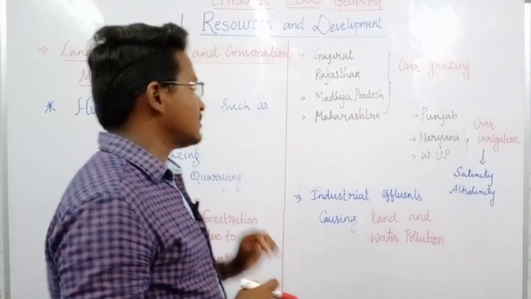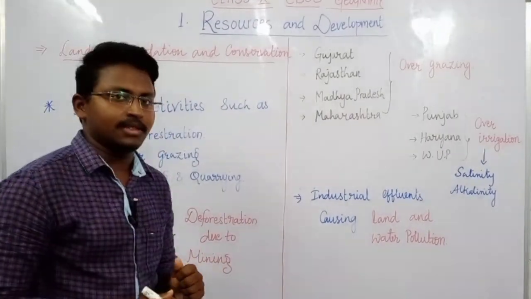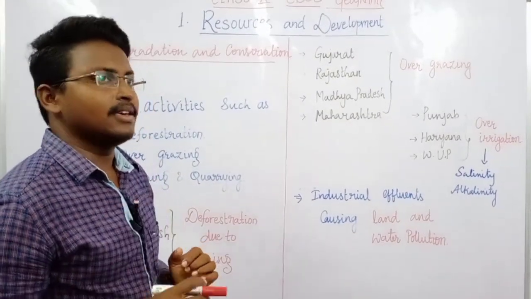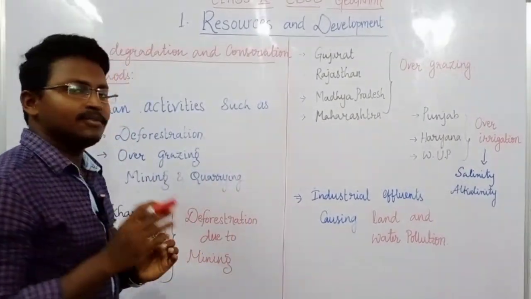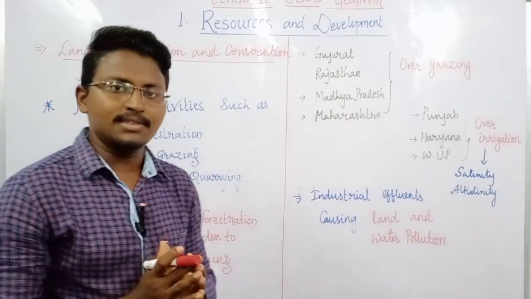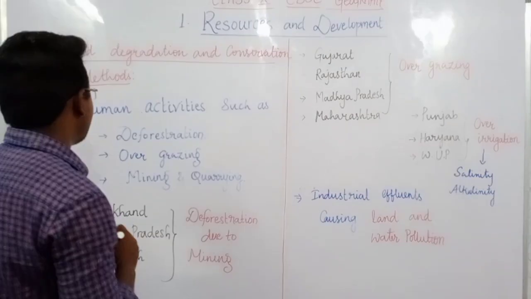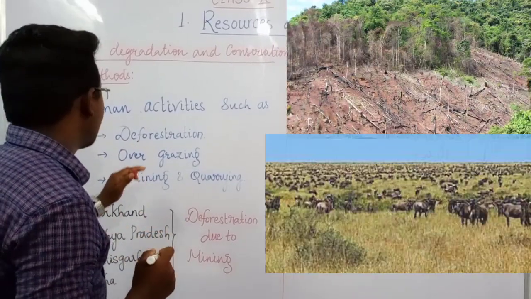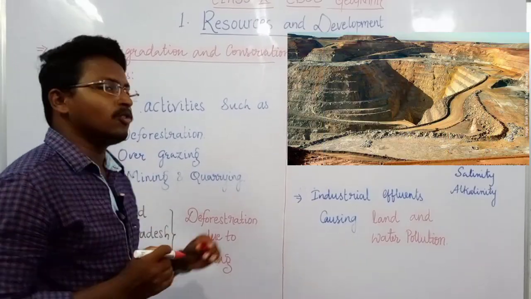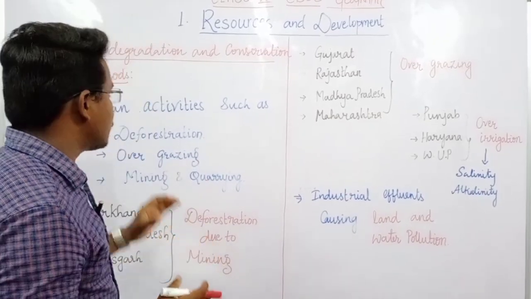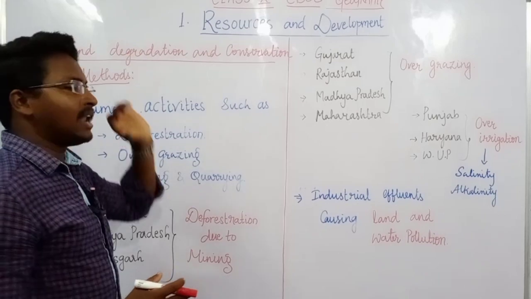Let us talk about land degradation and conservation methods. First, we will see how the land is degrading in the country. There are certain activities done by humans, due to which the land is degrading every day in our country. Those activities are deforestation, overgrazing, mining and quarrying. Let us see in which parts of the country these factors are highly responsible for land degradation.